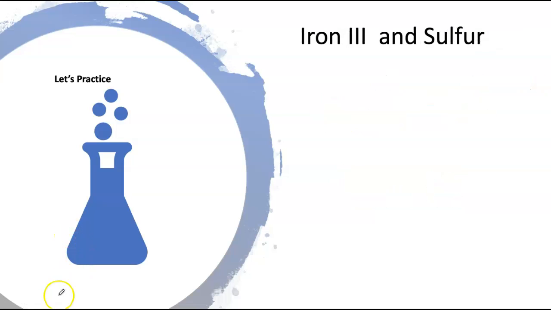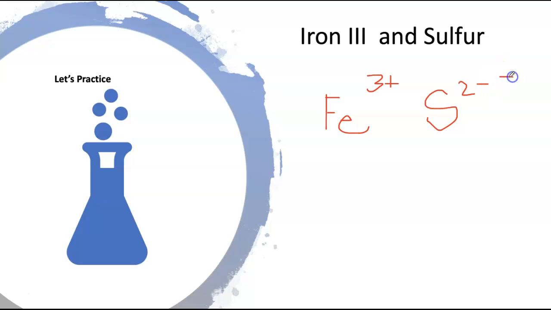So let's take a look at another one. Here's iron and sulfur. So what would be the formula with iron-3 and sulfur? So once again, the first thing you're going to want to do is to write the symbol for iron. Of course, iron is Fe. Since this is iron-3, that's going to be 3+. And then sulfur. Our symbol for sulfur is S. If you take a look at the periodic table, you'll see that sulfur is a 2- charge.